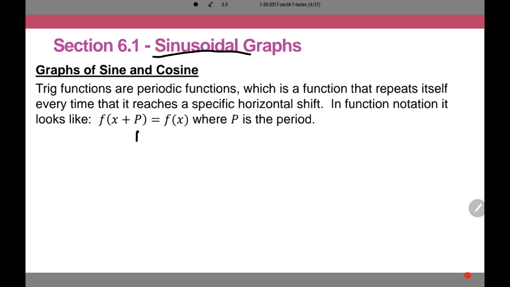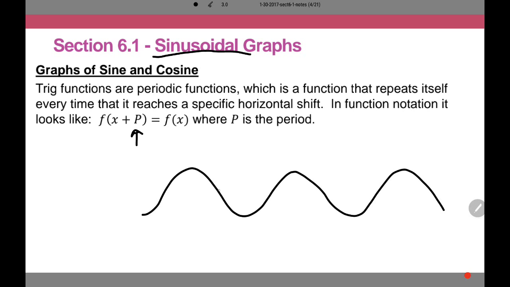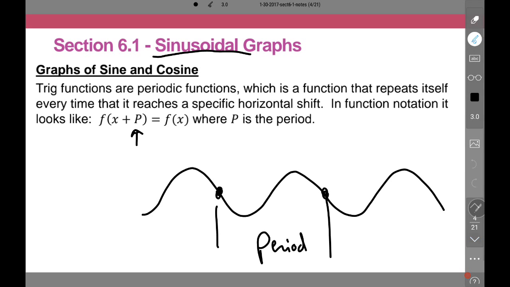And so here's our period. What that means is if I have a function that goes like this, after every so often it repeats, that's the period. And if you look at this, you'll be like, okay, that looks a little bit like a wave. Sometimes sine and cosine are actually referred to as waves because of this.